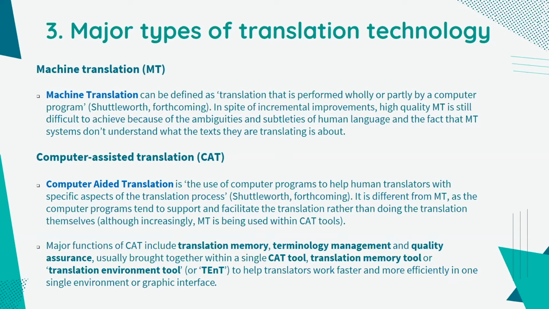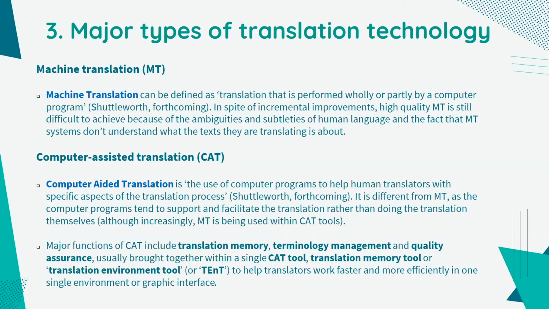As for computer-aided translation, it is the use of computer programs that help human translators with specific aspects of the translation process. It is different from machine translation, as the computer programs only tend to support and facilitate a translation rather than doing the translation job themselves. But increasingly, machine translation has been used within CAT tools.